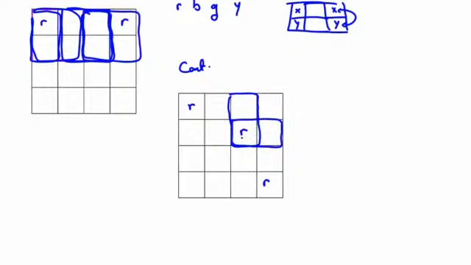So R has to be here because in this 2 by 2 we have exactly one R. So it should be on the intersection. Now let's do the same thing for this part.